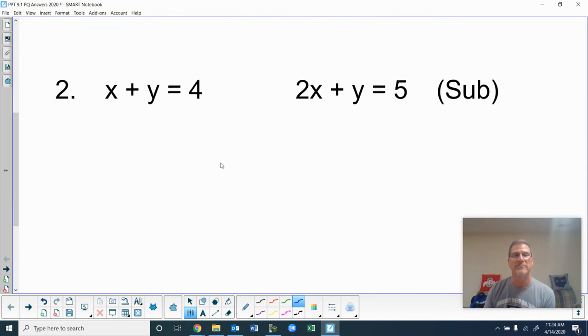All right, here's another substitution one. x plus y equals 4, 2x plus y equals 5. What I told you is to get a variable by itself, one that has no coefficient. So I could get this x by itself, this y, or this y. I wouldn't want to get this x by itself because I'd have to divide by 2 and I'd get some fractions. So we want to try to stay away from the fractions. So I'm just going to get this y on the left alone. So I'm going to subtract x.